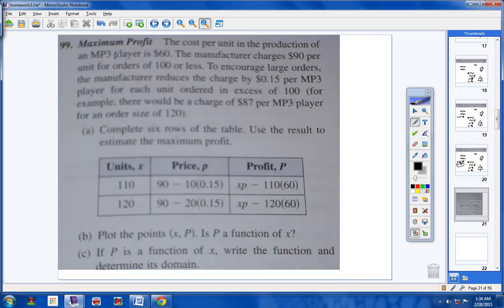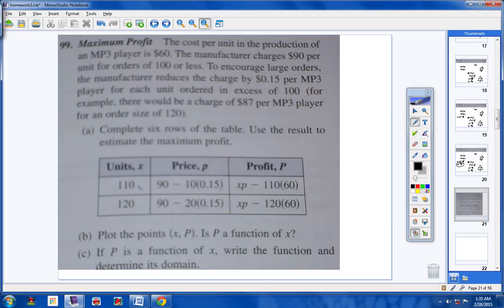I'm just telling you right now, if you want me to read to you these 6 rows, I will do that for you very quickly. This is number 99. And actually, I'm not going to spend a lot of time going over this. You can see right here. Now listen to me carefully, and I'll explain this well, okay? Complete 6 rows of the table. They've given us 2 rows already.